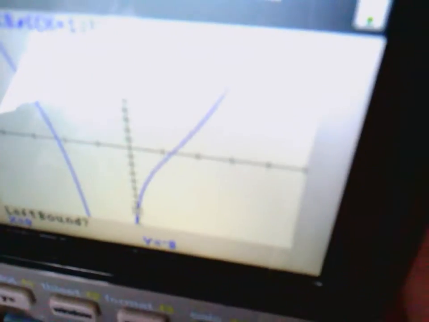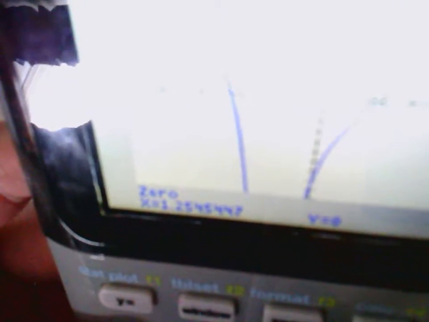Okay, so see the graph right there? So we're 0 to 5. So I'm going to find the zero. I'm going to do second trace, and you're going to go to zero. Okay? You're going to go before you cross. Hit enter. And then cross the horizontal line. Hit enter again. And then enter again. Okay? And you're going to get 1.25.